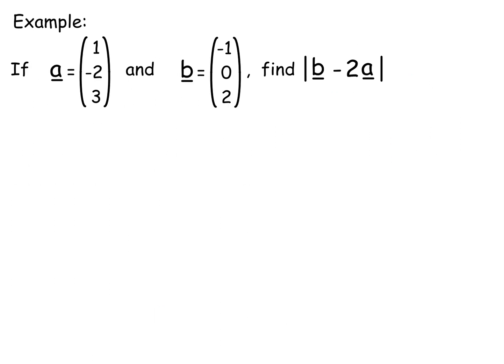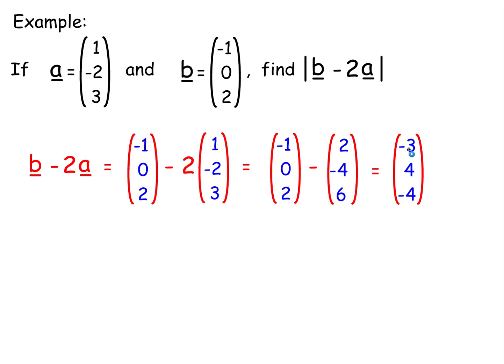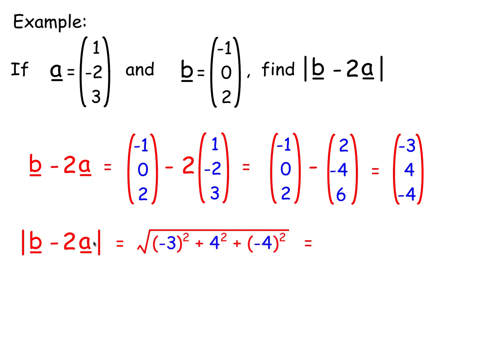And finally, how to apply it. Get the magnitude of B minus 2A. Simply, as in 2 dimensions, work out B minus 2A first. There's B, there's A. This 2 multiplies the components. 2 times 1, 2 times negative 2, 2 times 3. Subtract now the components. Negative 1 minus 2, 0 minus negative 4, and 2 minus 6. That's B minus 2A. Magnitude of B minus 2A is square the components, add and take the square root.